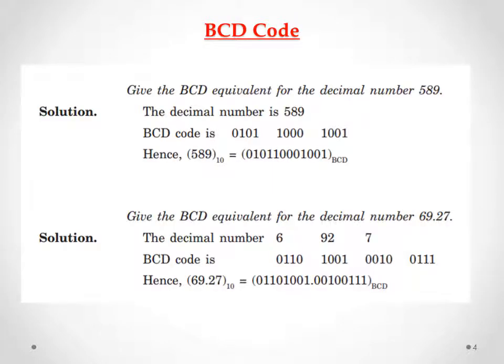This is the example for decimal to BCD conversions. In the first example, the decimal number is 589 and we are converting it into BCD code. For 5 the BCD code is 0101, for 8 the BCD code is 1000, and for 9 the BCD code is 1001. Second example, 6927. We are converting it into the equivalent BCD code: 6 is 0110, 9 is 1001, 2 is 0010, and 7 is 0111.